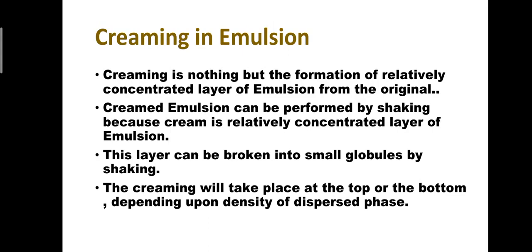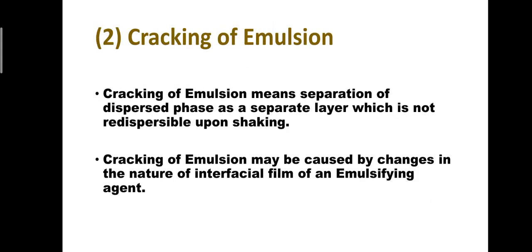It's not a hard type of instability. Cracking of emulsion means separation of dispersed phase as a separate layer which is not redispersible upon shaking. That means it is one type of creaming, but it is not dispersed with the help of shaking. Cracking of emulsion may be caused by changes in the nature of interfacial film of an emulsifying agent.